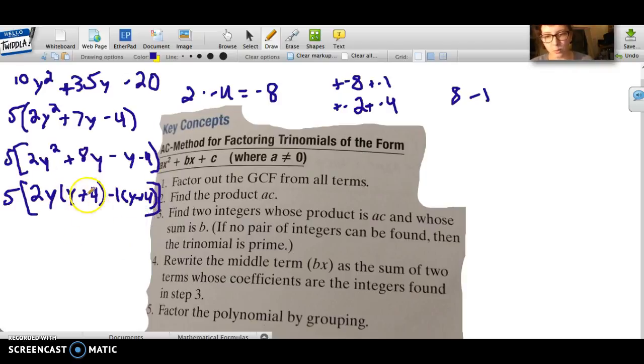And now we can take this y plus 4 out of these two terms that we have here. So y plus 4 times 2y, since 2y times y plus 4 divided by y plus 4 is 2y, and negative y plus 4 divided by y plus 4 is negative 1, so minus 1. And this is still all multiplied by 5. So the factorization of 10y squared plus 35y minus 20 is 5 times y plus 4 times 2y minus 1. So there is factoring using the AC method.